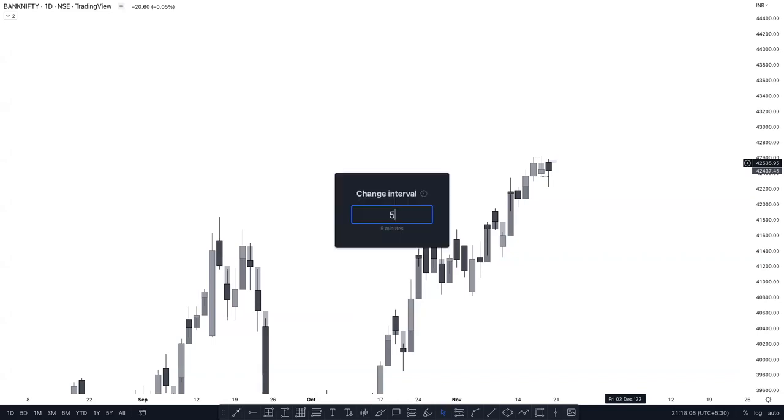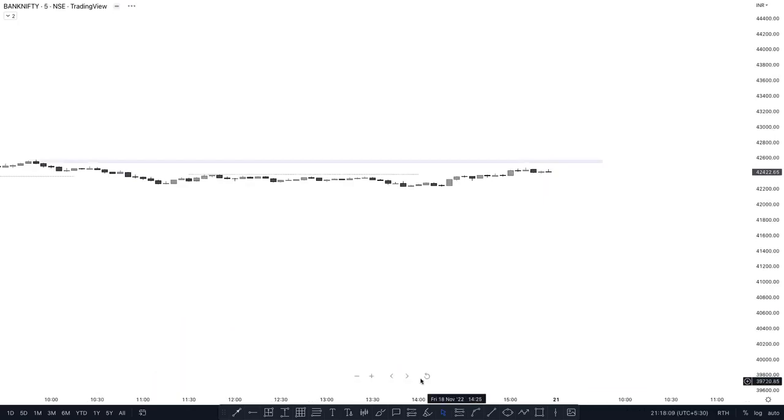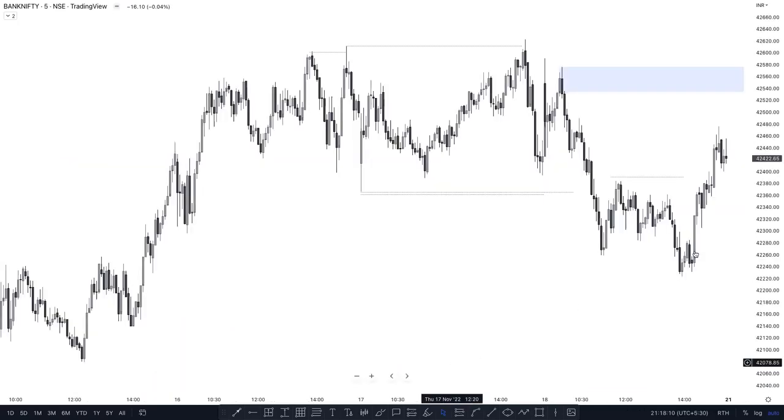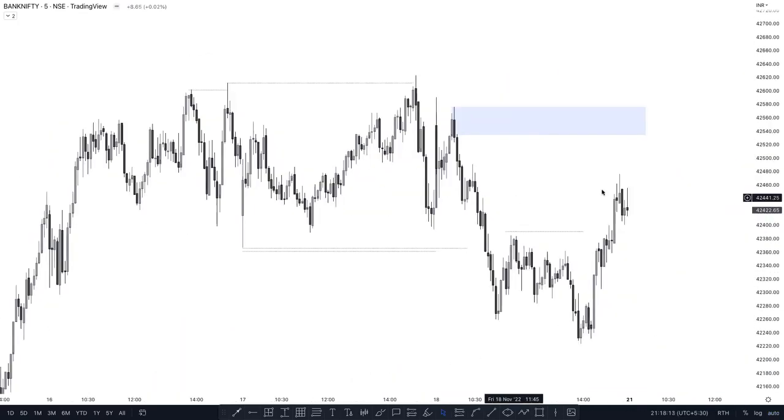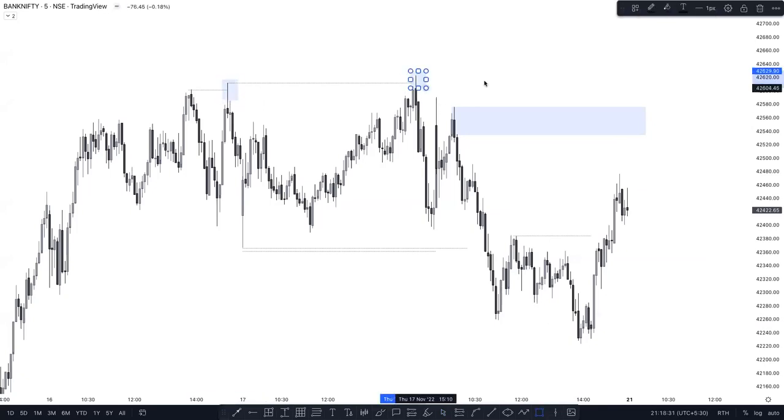Okay, and switch into 15-minute, sorry, 5-minute. In Bank Nifty, you can simply follow the 5-minute structure. When the 5-minute high or low is swept, you can directly buy on the 1-minute for confirmation, right? Here also, and this point is also.